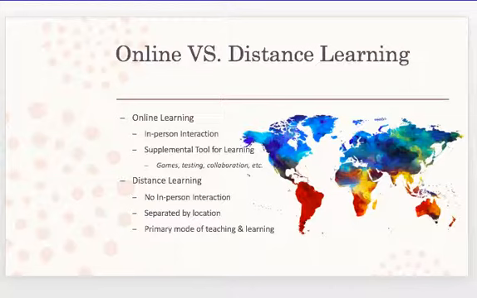Now, distance learning is a form of online learning, but there's a main difference. With distance learning, you're not going to have that in-person interaction. The students and the teachers are separated by geography. There's not usually in-person interaction, like in that room where you're learning. People are separated by location, and usually distance learning is the primary mode of teaching and learning, whereas online learning is usually used as a supplemental tool for learning. So those are the main differences between online and distance learning.